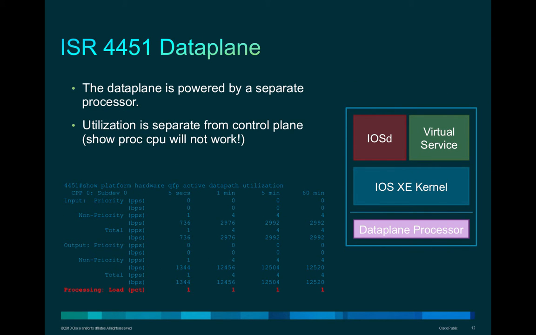The forwarding functionality of the ISR 4451X, also known as the data plane, resides on a different processor in the system, providing significant increases in packet processing functionality. To see how utilized the data plane is, the operator may issue the CLI command show platform hardware QFP active datapath utilization and refer to the last line of output where the processing load percentage is displayed as a moving average for various time intervals.